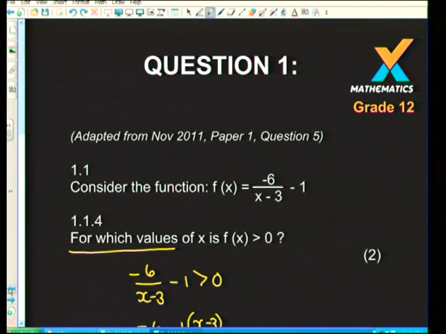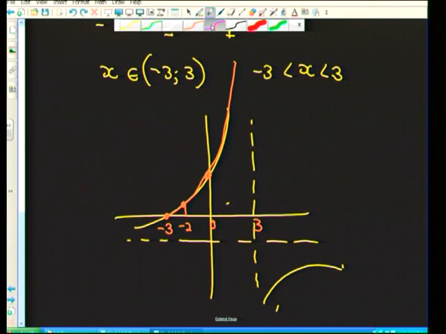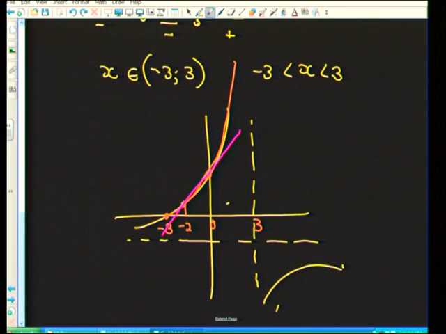Let's go back to our little sketch. They want the average gradient between minus 2 and 0. So they want it from this point to this point. What they're doing is asking you for the gradient of a line that passes through those 2 points. If that is so, it's very easy to do.